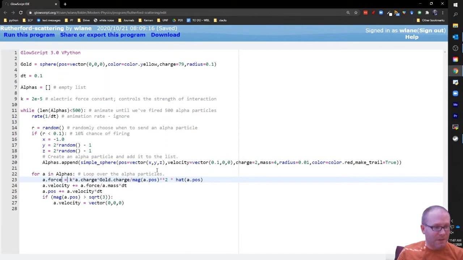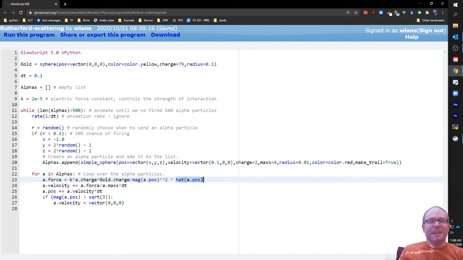To calculate the force, it's literally just Coulomb's law. That's all this line is. So it's the K, Q1, Q2, right? You take the charge of the two things and multiply them together. It's the same thing you had in physics 2. Then you divide by r squared. This is the distance between the gold particle and the alpha particle squared. Since the gold is at 0, 0, 0, we can make this nice and easy on ourselves. It's just the magnitude of A's position squared.